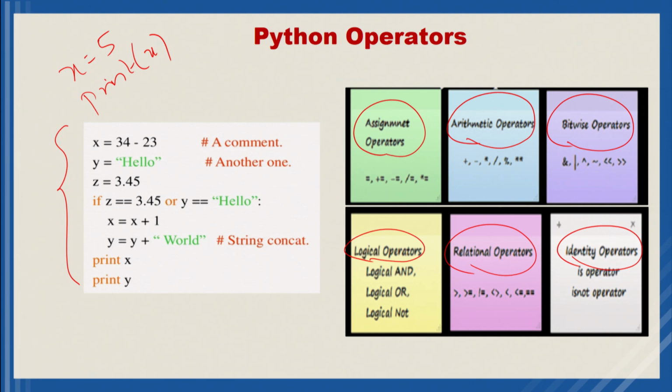So, how to assign or perform any of the arithmetic operations? It is very well given. Suppose consider two variables we are taking, a is equal to 3 and b is equal to 2.